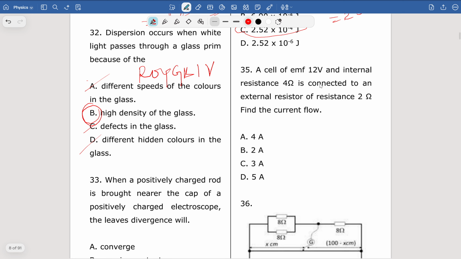35. A cell of EMF 12 volts and internal resistance 4 ohms is connected to an external resistor of 2 ohms. Find the current flow. This is coming from current electricity. Yes. So you need to know this relationship that I is equal to E over R.